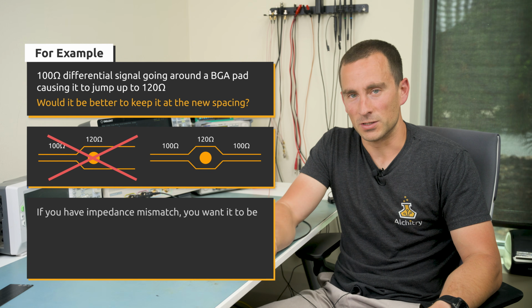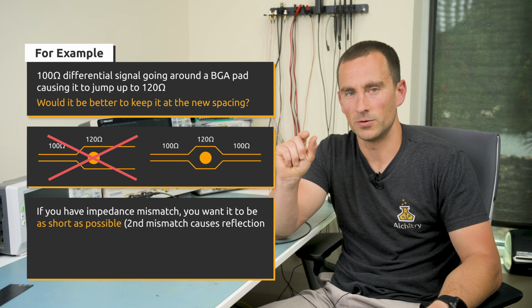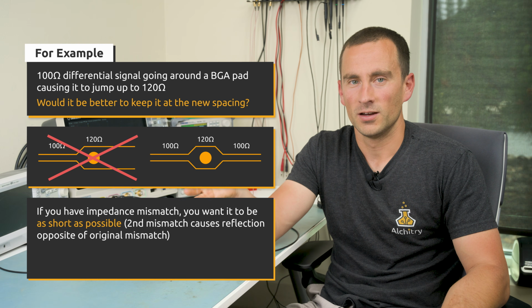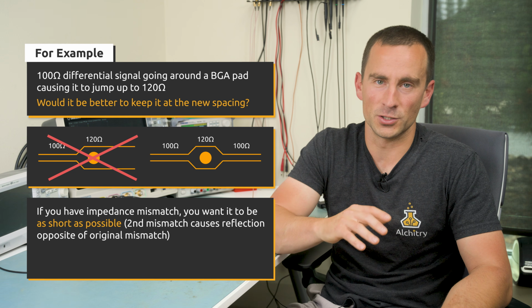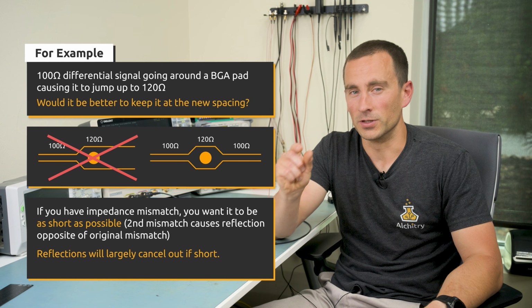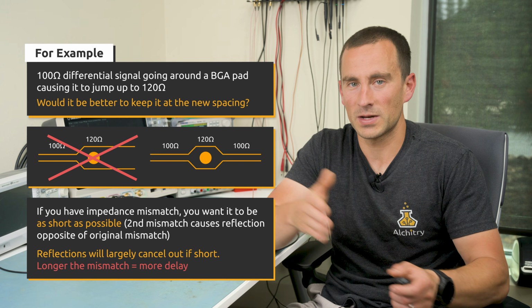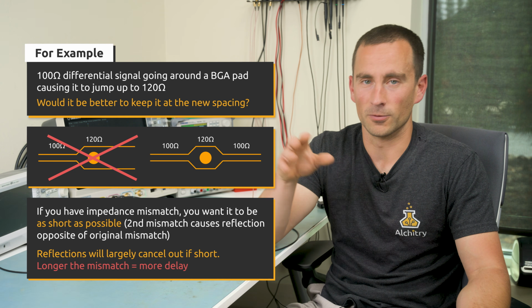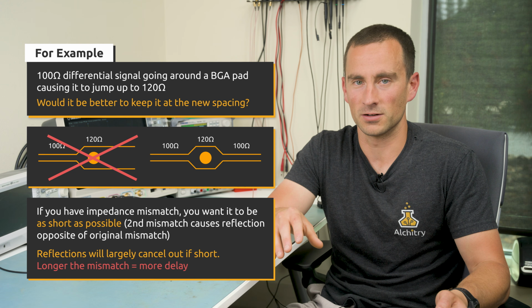If you have an impedance mismatch, you want it to be as short as possible. This is because the second mismatch will cause a reflection opposite of the original mismatch. These reflections will largely cancel out if the mismatch is really short. However, the longer the mismatch gets, the more delay there is between the original reflection and the inverted reflection, making them cancel less perfectly.